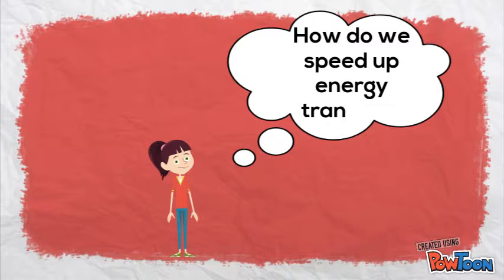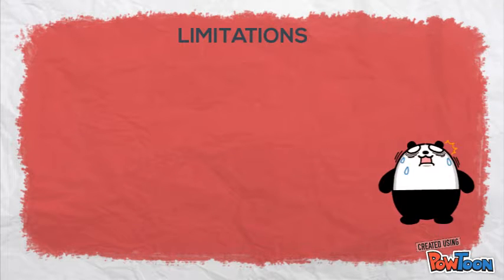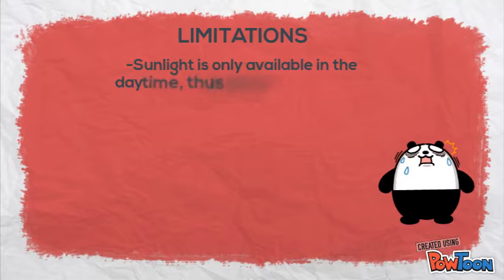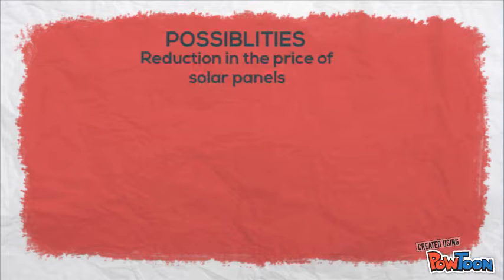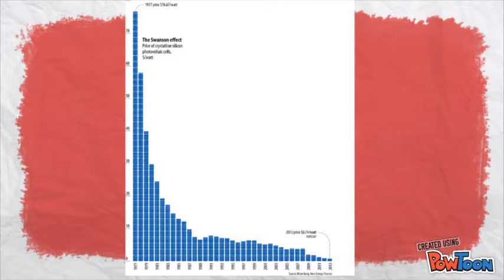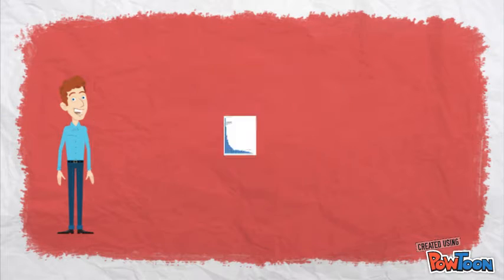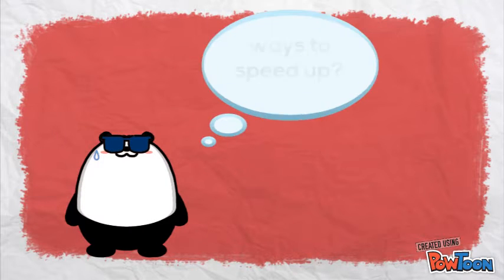So how do we speed up energy transition? Some of the limitations of solar energy include that solar power systems only work when the sunlight is present, and they are usually located far from dense urban areas. However, it is being observed that the price of building a solar cell today has dropped significantly as compared to the past. Hence, with the drop in price, solar energy will become more accessible to the world, especially developing countries, which now can afford to use renewable energy sources.